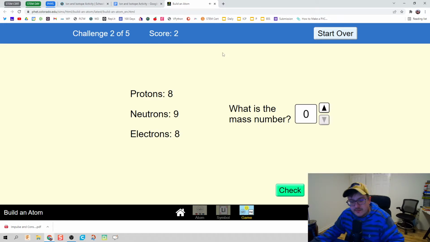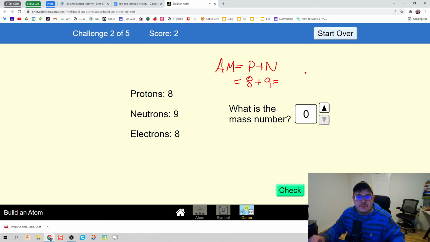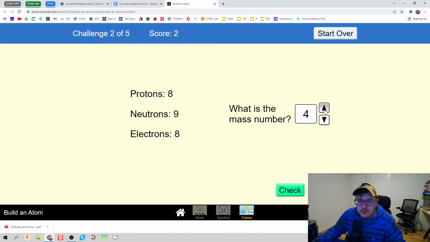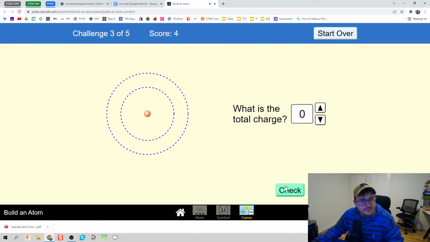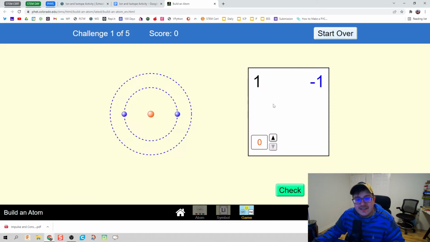So that's our atomic mass. So atomic mass, AM, equals protons plus neutrons. So it's going to be 8 plus 9, which gives me, we're going to count with our fingers if we want to, 17. Okay. So we're going to go up here, all the way to 17. Looks great. Done. Okay. I'm going to go ahead and click start over. Let's do a different one.